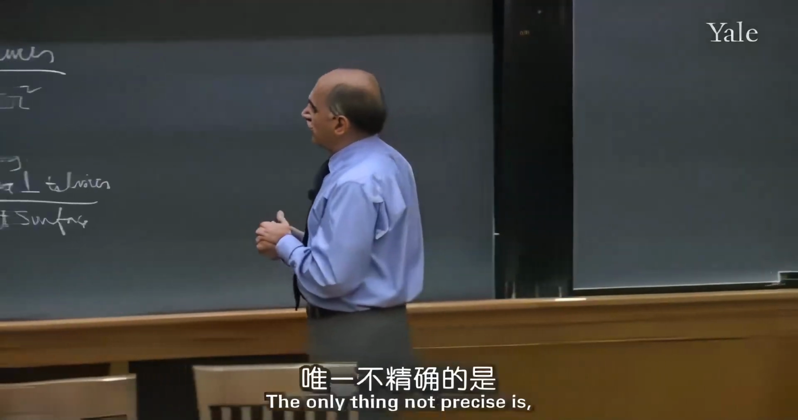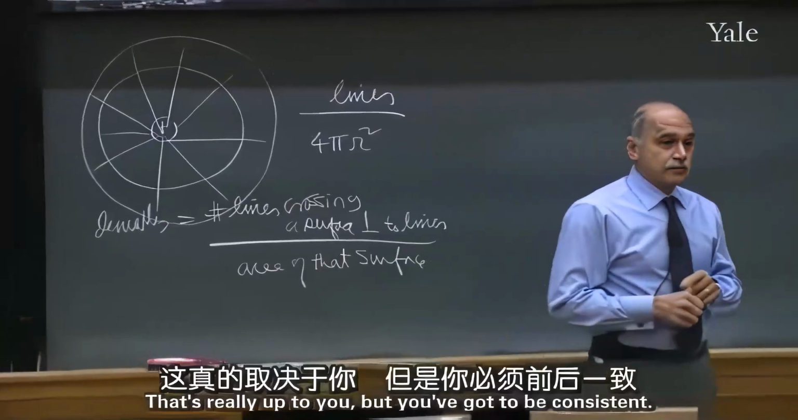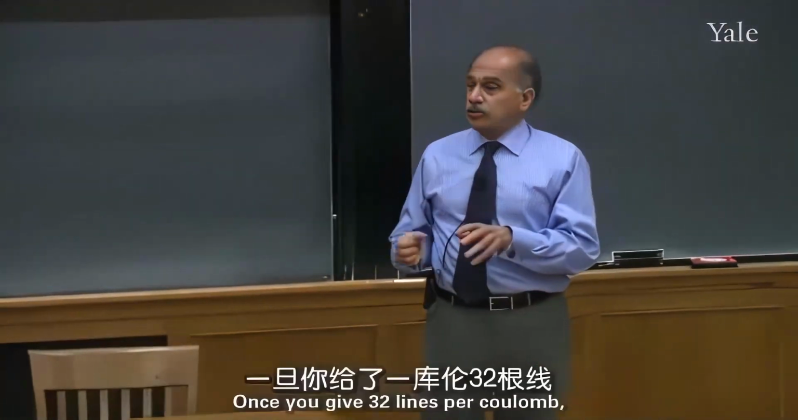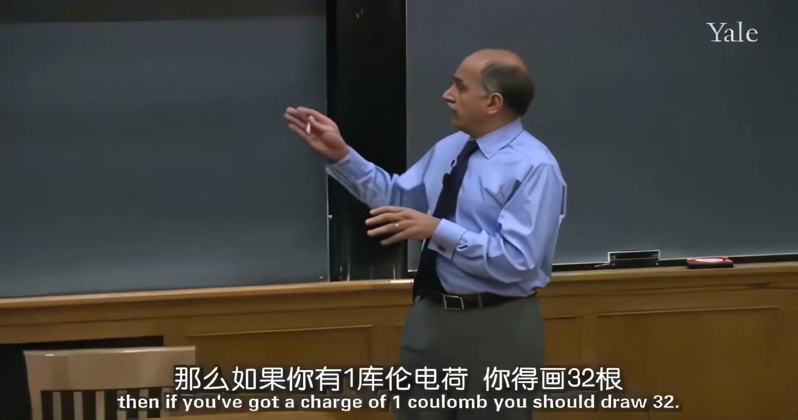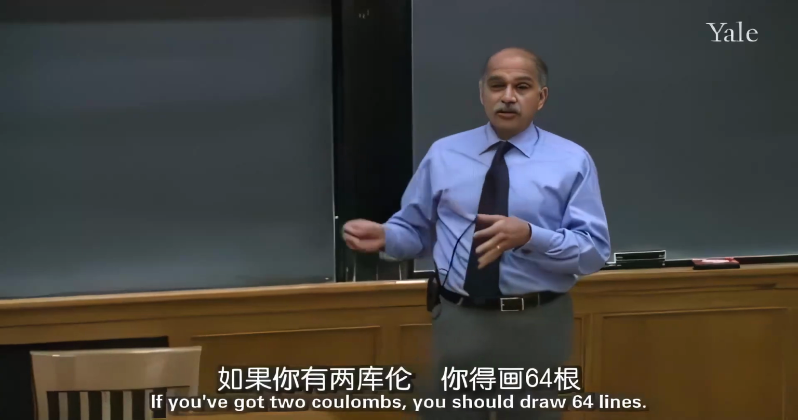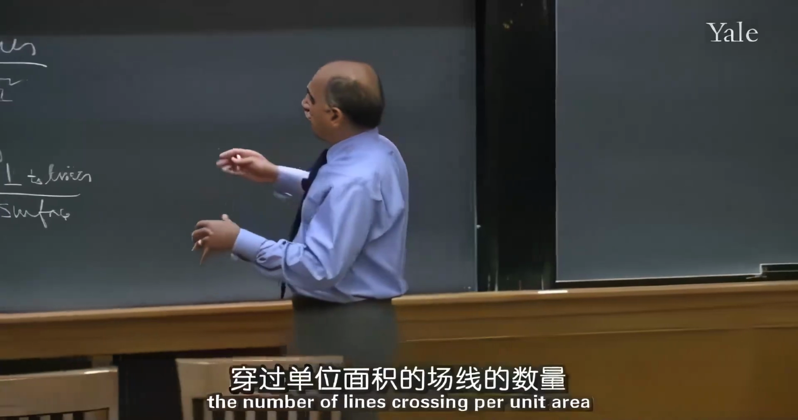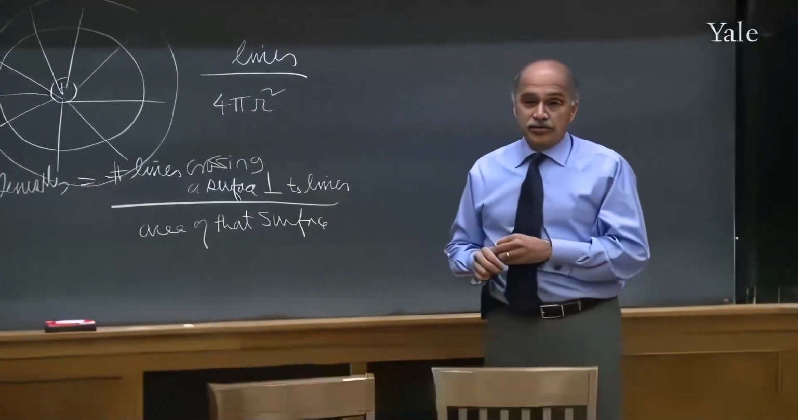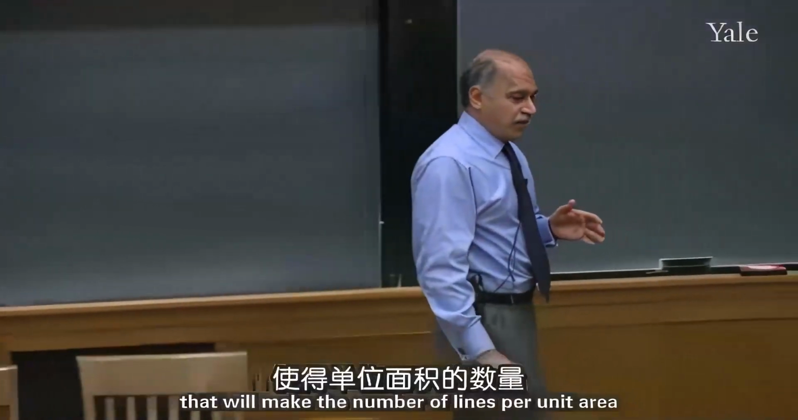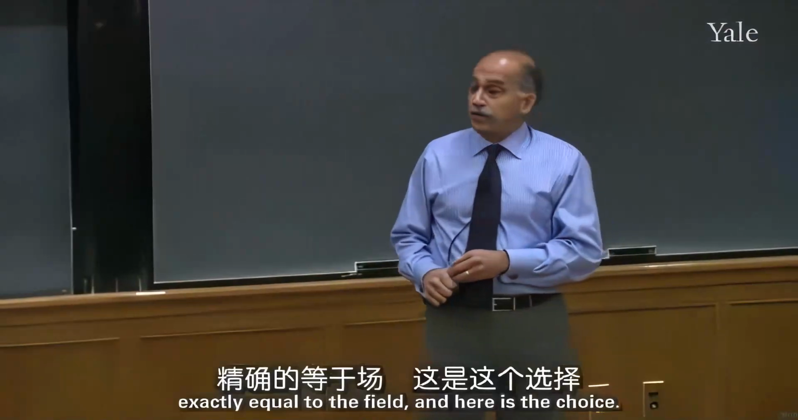The only thing not precise is how many lines do you want to draw per coulomb? That's really up to you. But you've got to be consistent. Once you give 32 lines per coulomb, then if you have a charge of 1 coulomb, you should draw 32. If you have 2 coulombs, you should draw 64 lines. As long as you do that, the number of lines crossing per unit area will be proportional to the field. But I'm going to make a certain choice that will make the number of lines per unit area exactly equal to the field.